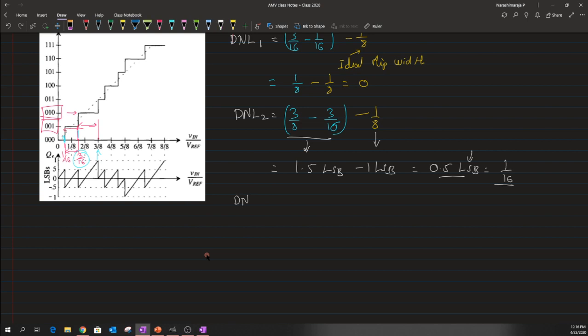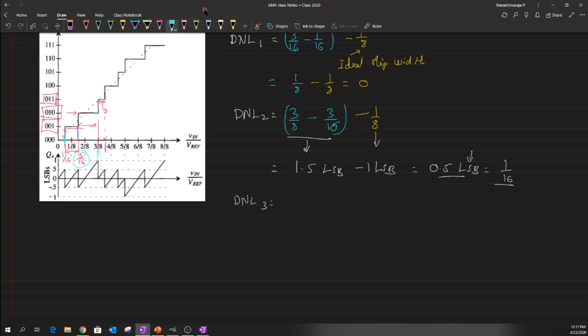Similarly, let us try to calculate the DNL of 3. Again, the way that one could evaluate the value of DNL of 3 is by measuring the width for the value at 3. So just look for this value of 001 and try to measure the width. Clearly this width is obviously less than 1 LSB. I guess it is equal to half the value of it, and due to which the total width can be computed by measuring the difference of this value minus this value.